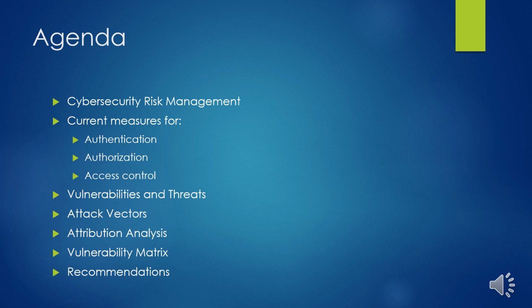Our presentation today begins with a brief overview of cybersecurity risk management. We will then discuss our current measures for authentication, authorization, and access control, and what vulnerabilities and threats the information system may be up against. We will also discuss common attack vectors, attribution analysis, and present a vulnerability matrix of current and emerging threats. Finally, we will conclude with a list of recommendations on how to address risk.